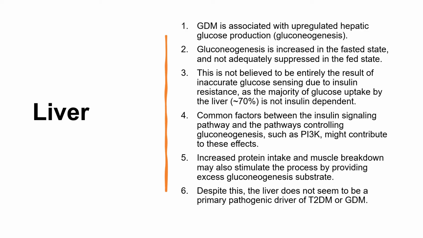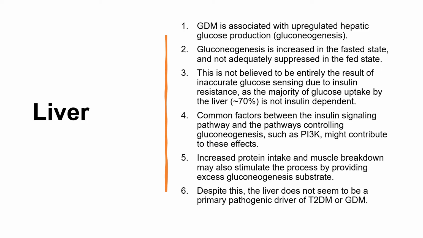GDM is associated with upregulated hepatic glucose production, or gluconeogenesis. Gluconeogenesis is increased in the fasted state and not adequately suppressed at the fed state. This is not believed to be entirely the result of inaccurate glucose sensing due to insulin resistance, as the majority of glucose uptake by the liver, around 70%, is not insulin dependent.